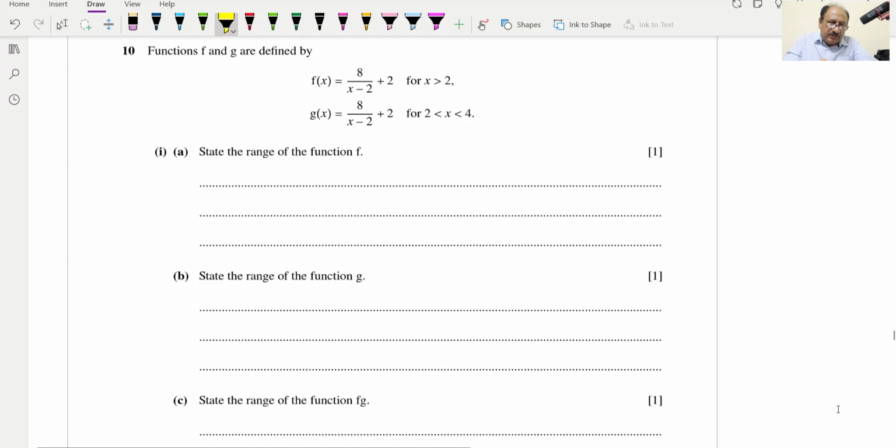Now question number 10 says: functions f and g are defined, and this is for x greater than 0, and this function g of x is defined for x values from 2 to 4. For 1 mark, part a is: state the range of f.